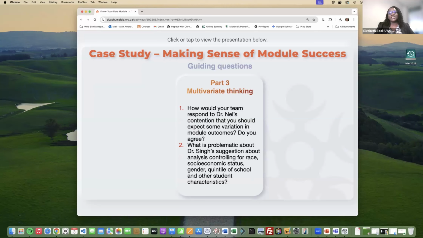How would your team respond to Dr. Nell's contention that you should expect some variation in module outcome? Do you agree with his statement? What is problematic about Dr. Singh's suggestion about analyzing, controlling for race, socioeconomic status, gender, quintile of school, and other students' characteristics?